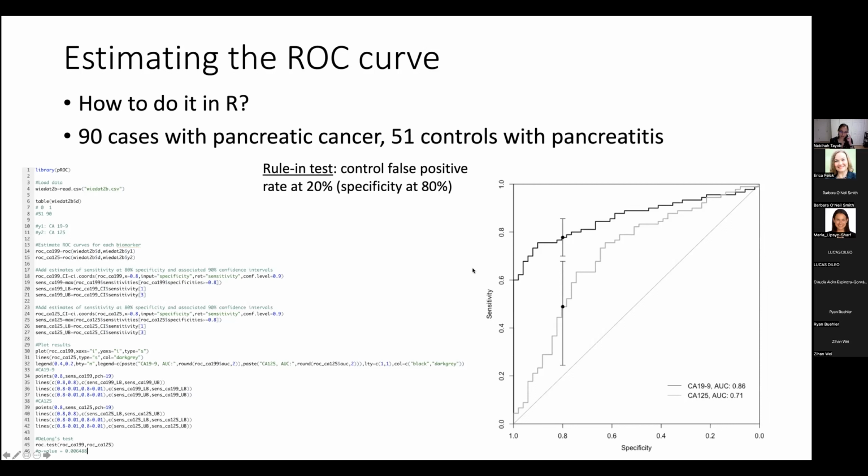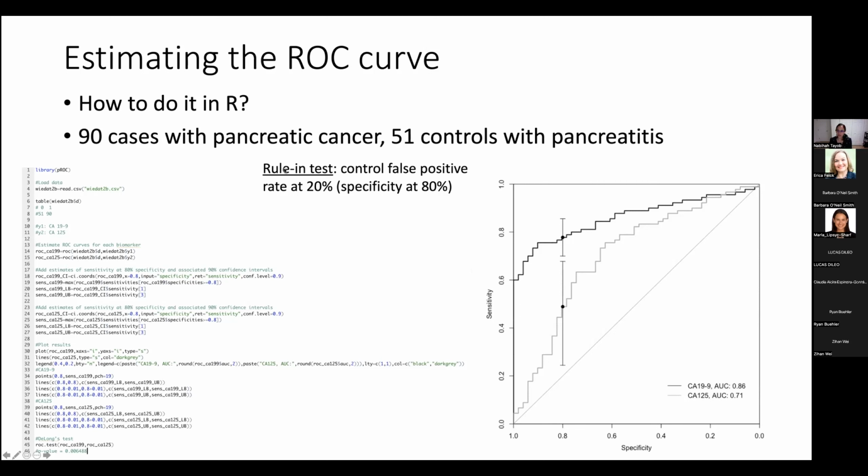This is a data set from Pepe's book's website. It's an example with pancreatic cancer, a diagnostic biomarker. You have 90 cases with pancreatic cancer and 51 controls with pancreatitis. So they have a pancreatic condition, but it's not cancer. You want to be able to differentiate those with cancer from those with pancreatitis.